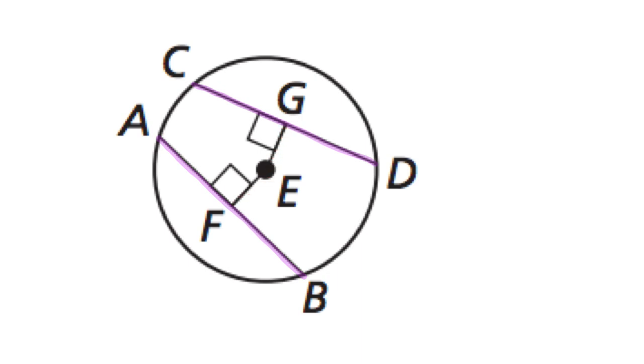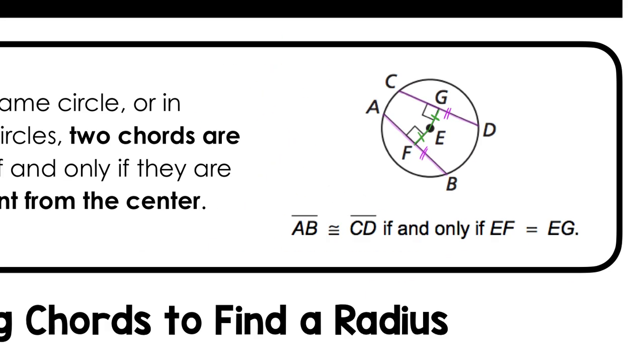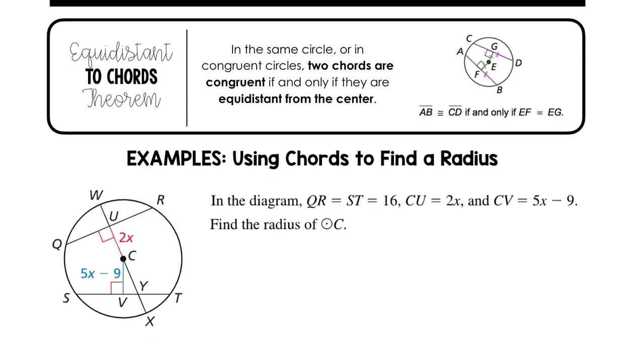Now remember, whenever we measure distance, we always measure it so that it's perpendicular. So that's why you see these little right angles here. If I wanted to measure the distance from this chord to this dot in the middle, we would take the perpendicular distance, okay? So what this is saying is that as long as these two little green pieces are equal to each other, that means that the chords are also congruent. So as long as the distances are equal, then the chords are also equal. So let's use that in a couple examples.